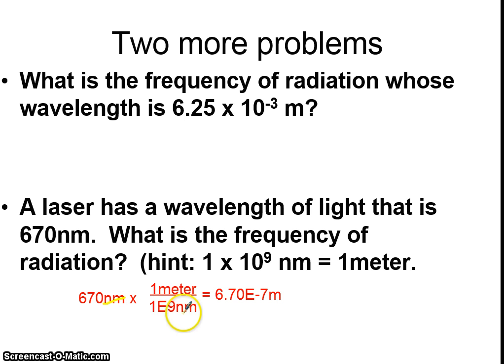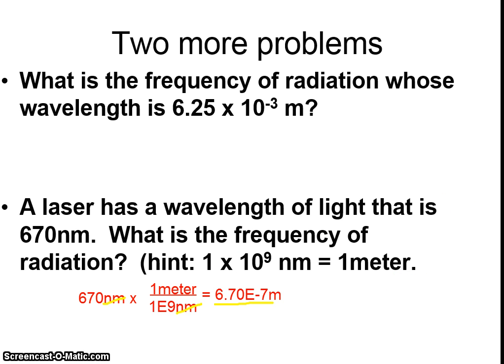Here we go, nanometers is going to cancel. And so 670 divided by 1 times 10 to the 9th gives us 6.7 times 10 to the negative 7th meters. Once you've done that, now you go ahead and plug it in. That is our wavelength. And so we're going to take our speed of light, divide it by 6.7 times 10 to the negative 7th meters, and then your answer is going to be frequency, so it's going to be in hertz.